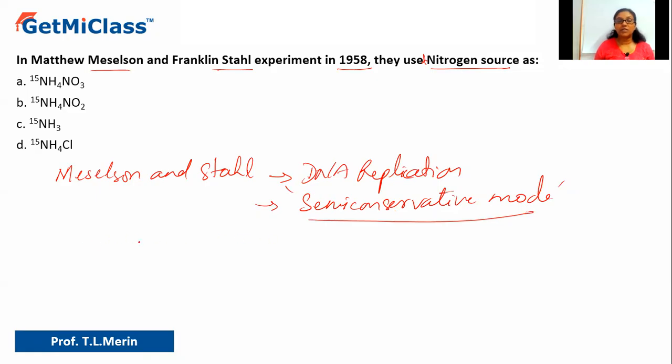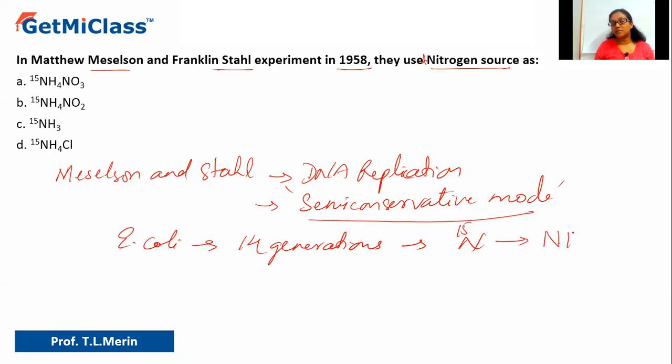And for this, what did they do? They took E. coli cells and they grew them for 14 generations on the medium containing N15 as a nitrogen source. N15 is an isotope of nitrogen, and this N15 was derived from the component which is nothing but NH4Cl, that is ammonium chloride, where the N15 isotope of nitrogen was used.